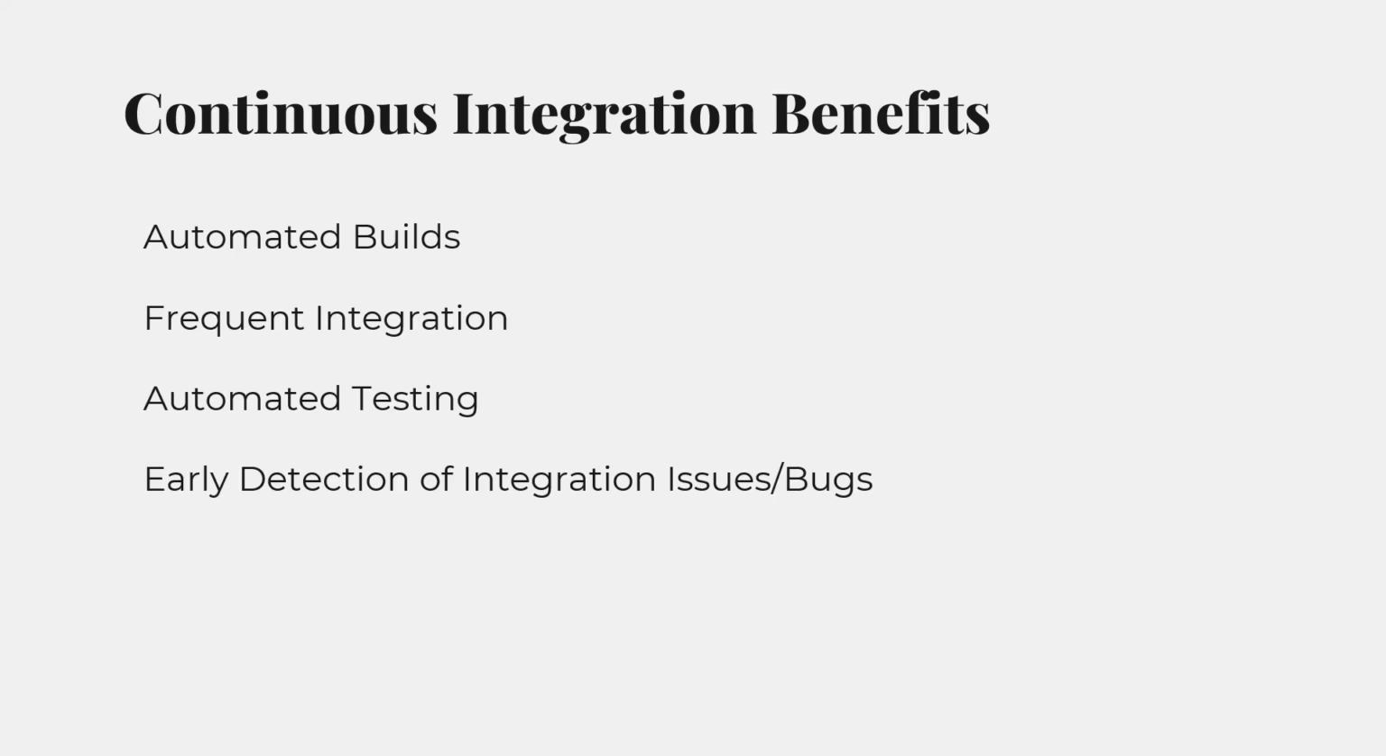Improved collaboration. By integrating code changes frequently and automating builds and tests, developers can work more efficiently together and avoid the communication breakdowns that can occur with manual processes. Continuous delivery is the other part of CI/CD.